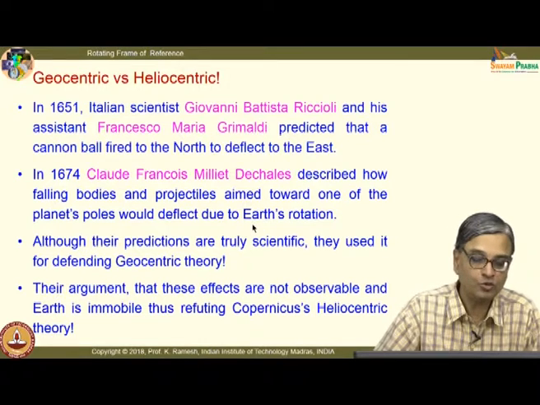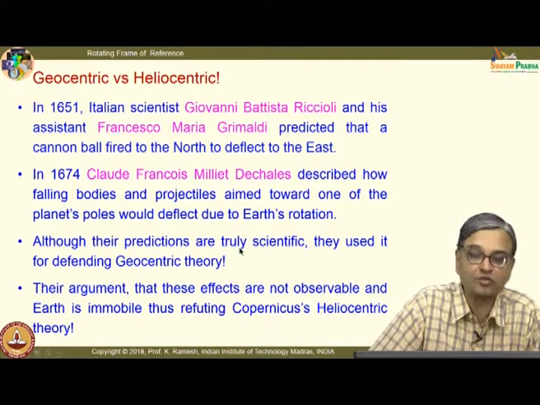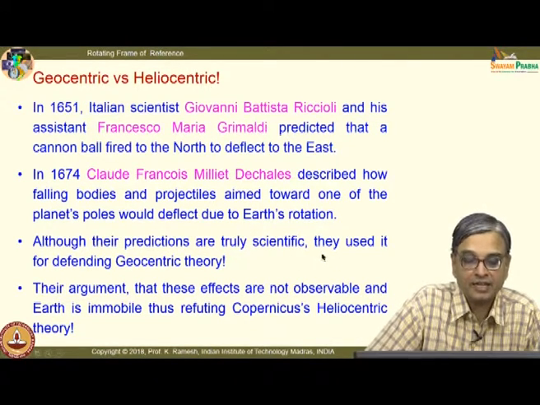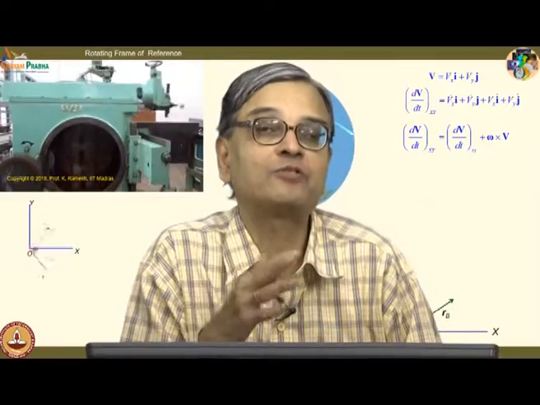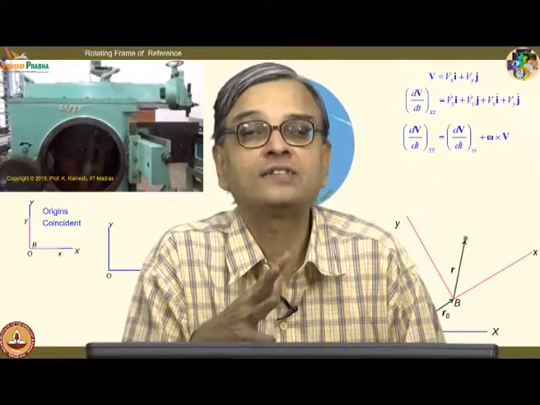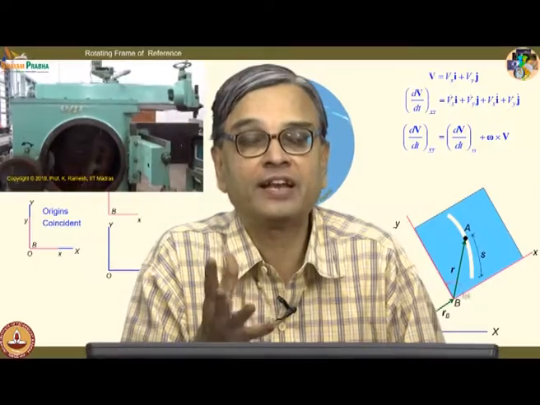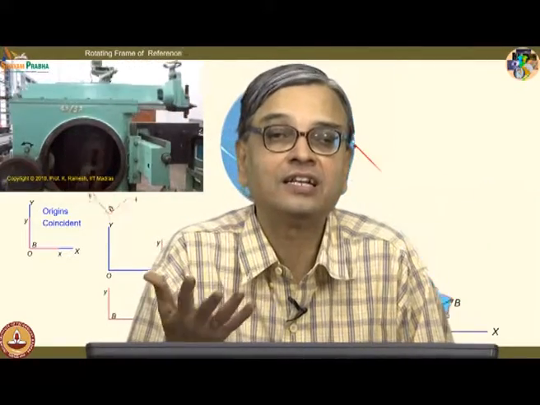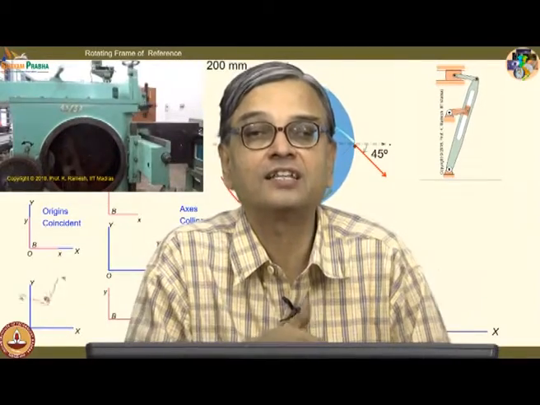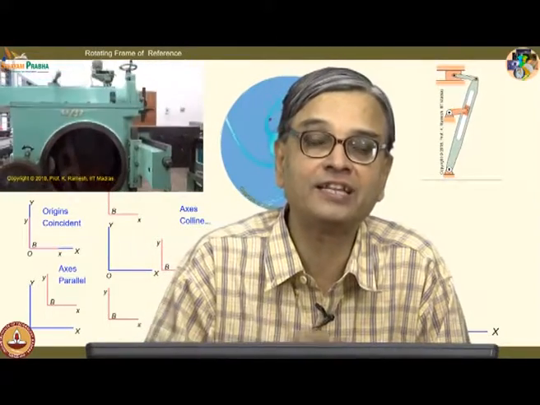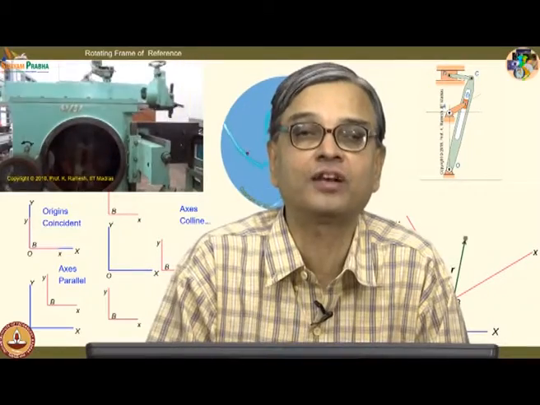And you should note that although their predictions are truly scientific, they used it for defending geocentric theory. See, here you have to recognize in those days there was no clarity on what is the shape of the earth, whether it is rotating, whether the geocentric theory is acceptable or the heliocentric theory is the most appropriate theory. This debate was still on in the Western world.